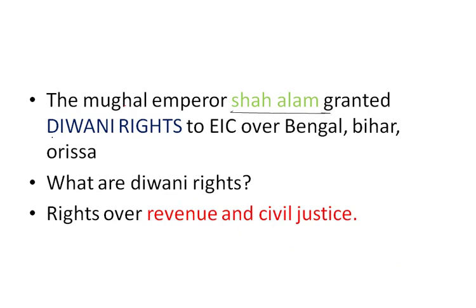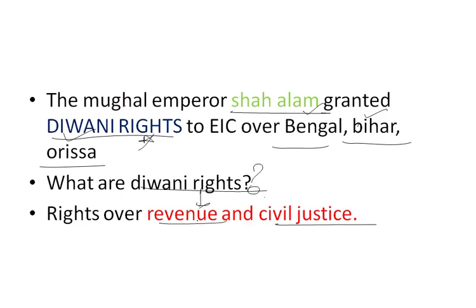The Mughal Emperor Shah Alam granted Diwani Rights to the East India Company over 3 regions: Bengal, Bihar and Orissa. What are these Diwani Rights? Diwani Rights means the rights to collect revenue and to administer civil justice. It means the collection of revenue will be vested in the hands of the East India Company, and the East India Company should also deliver civil justice to the people.